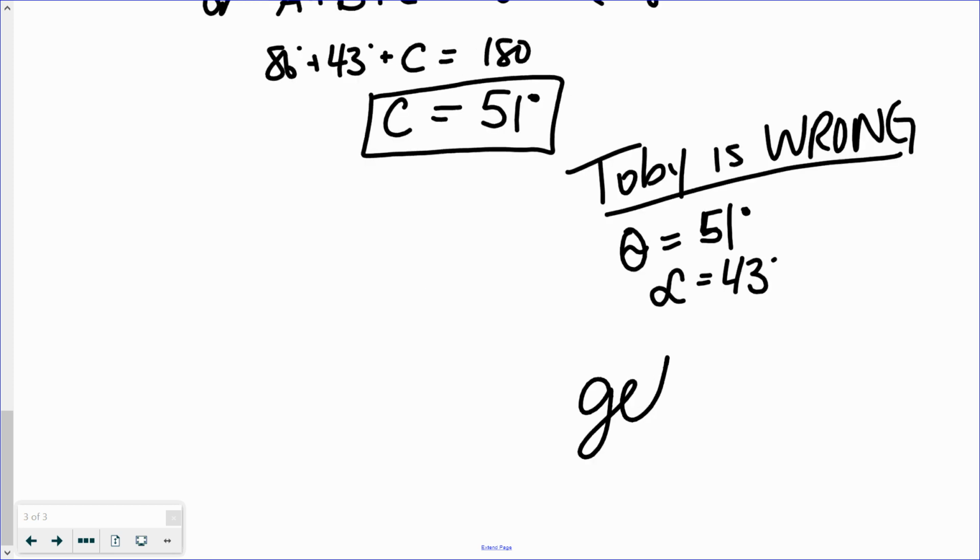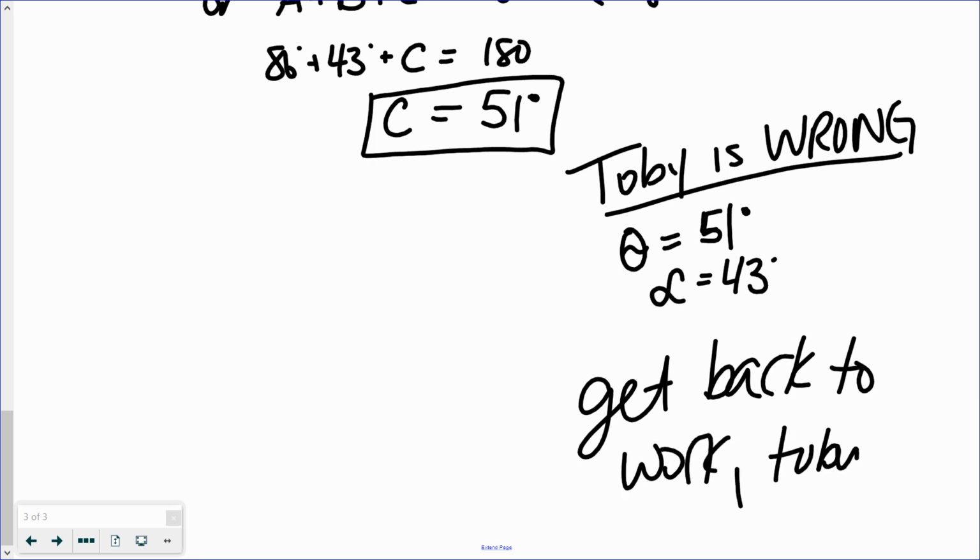Get back to work, Toby. Okay, so that's all I have for the sine law. You have some practice questions from page 138-ish. So page 138, questions 1 to 5, 6AB, 7, 8, 10, and 15 are looking at the sine law.